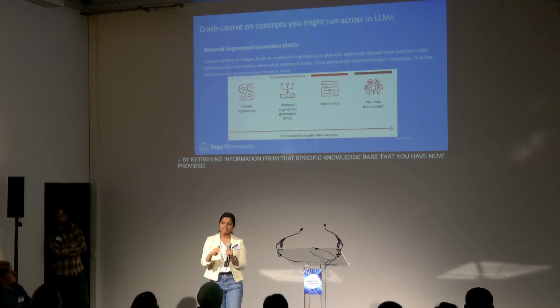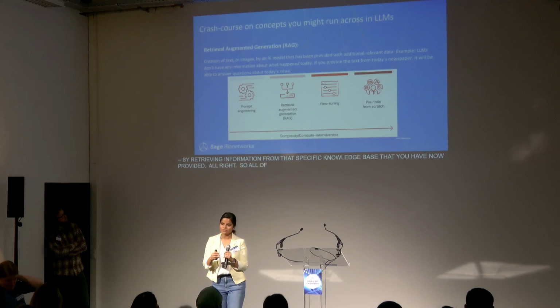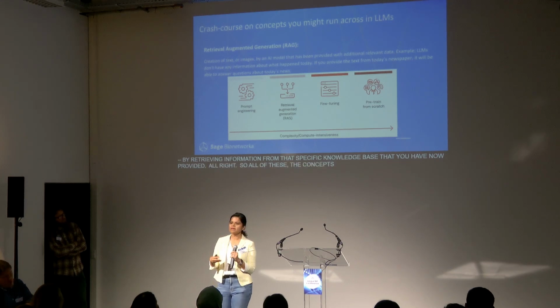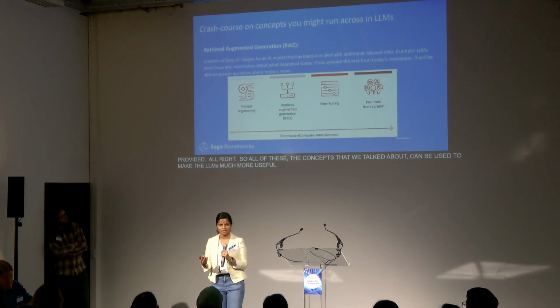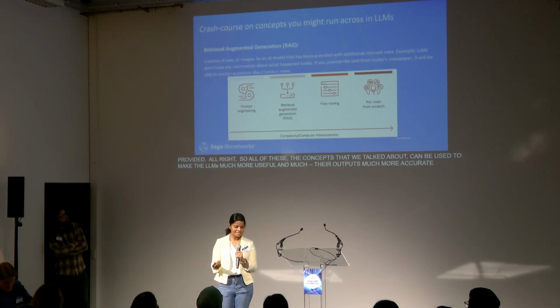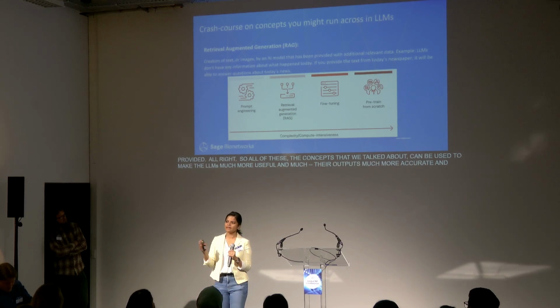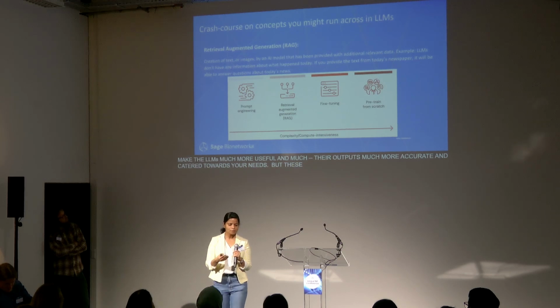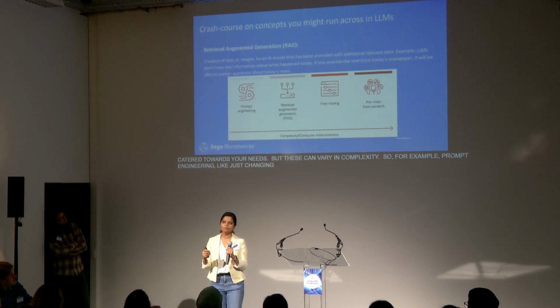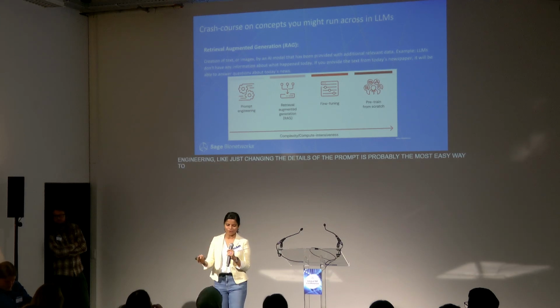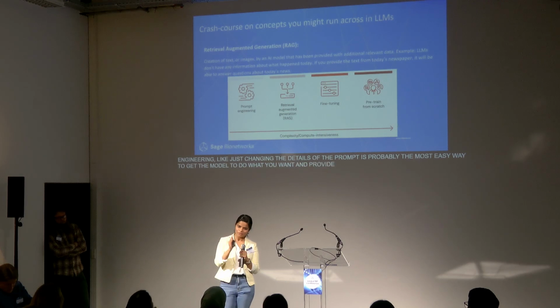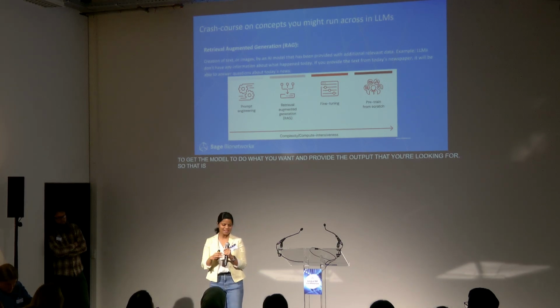All right, so all of the concepts that we talked about can be used to make the LLMs much more useful and their outputs much more accurate and catered towards your needs. But these can vary in complexity. For example, prompt engineering, just changing the details of the prompt, is probably the easiest way to get the model to do what you want and provide the output that you're looking for. So that is a low complexity, high reward kind of situation.